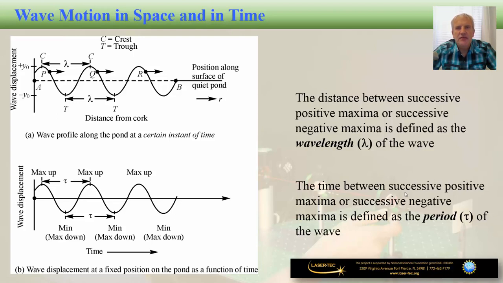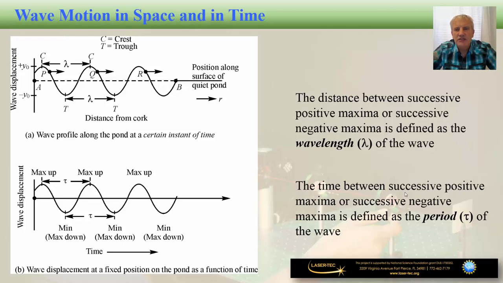So there are two distinct parameters that characterize the wave: the wavelength, which represents the distance between two crests in space, and the period, which represents the time that passes between two crests of the wave at a specific location.